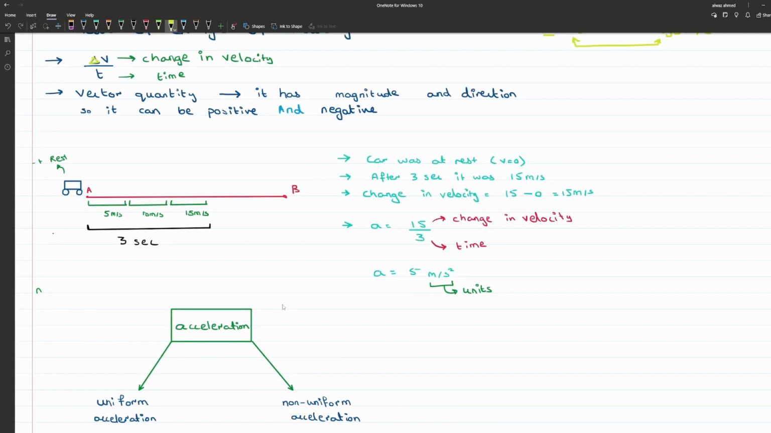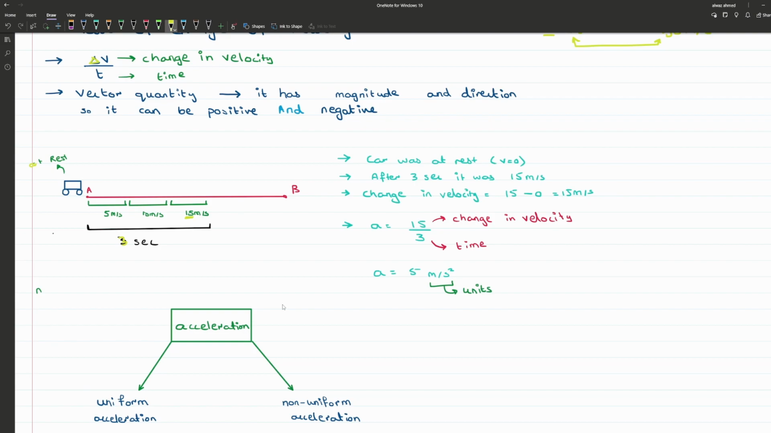Okay, so we've got an example here. We've got a cart at rest. It is at 0 meters per second at the start at point A. Then its velocity starts to increase, and it increases to 15 meters per second in a time of 3 seconds.